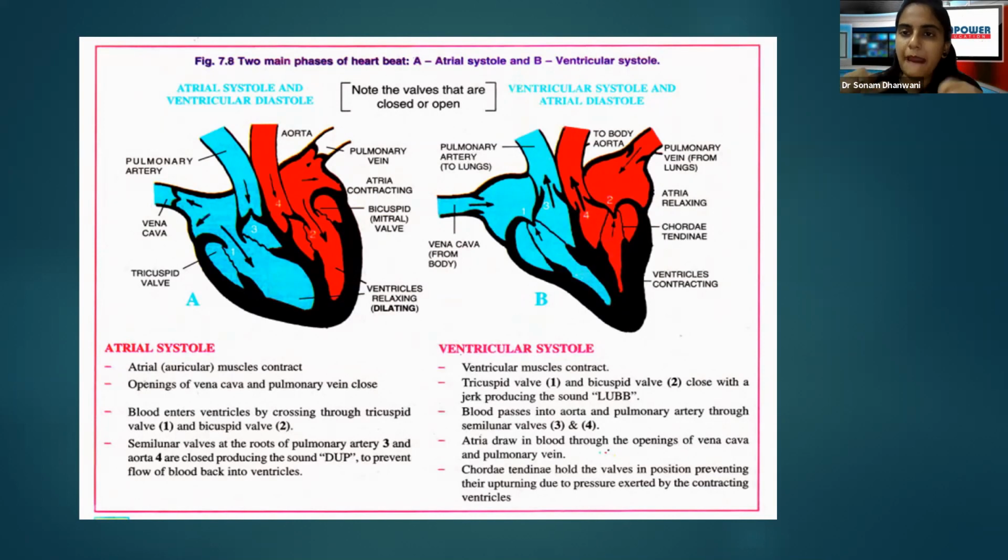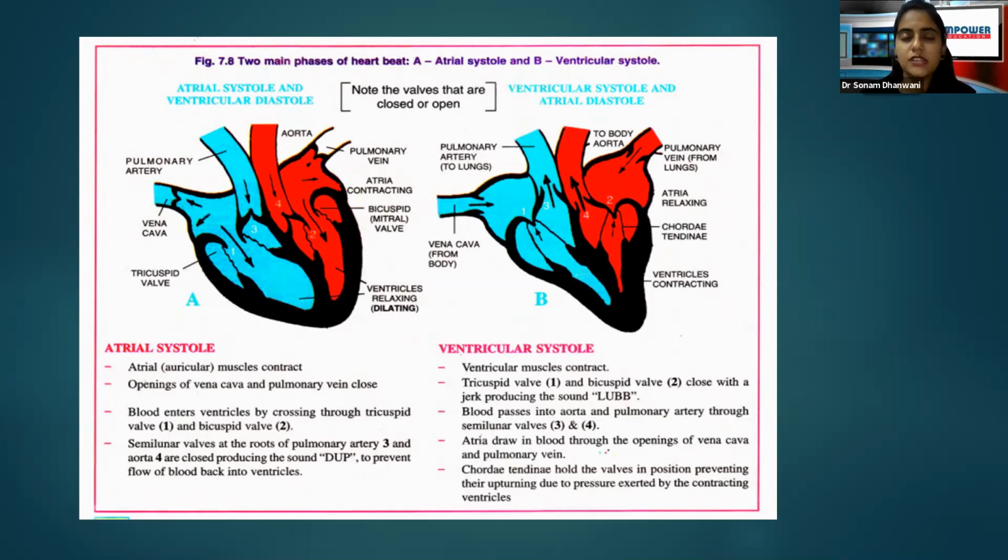ठीक है? तो ये backflow prevent करता है ये valves, and what is holding these valves? It is the chordae tendineae, right? What I just explained to you some time back. नीचे के ventricles के जो muscles होते हैं, those are known as papillary muscles. वो papillary muscles का जो extension होता है, thread-like structures or cord-like structures known as chordae tendineae, which are holding these valves in place, which are playing the major function of preventing the backflow of blood.